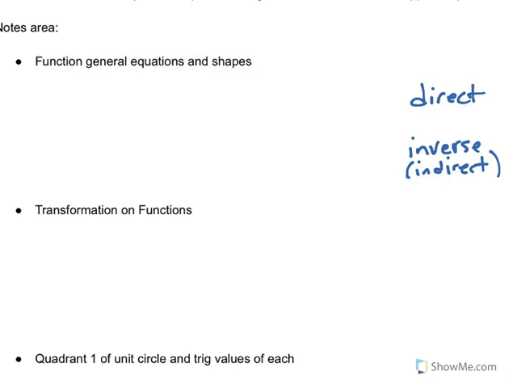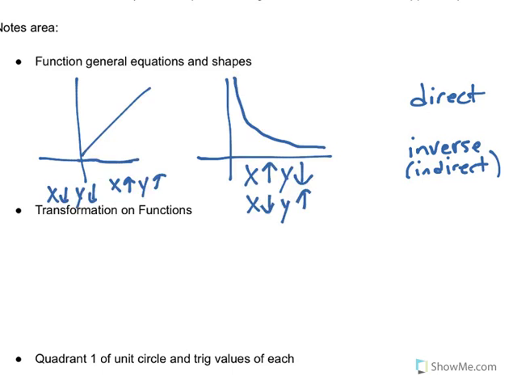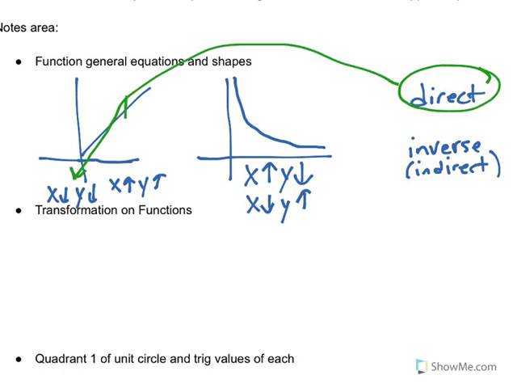Another type of function that will come up are direct and inverse, or sometimes called indirect. If you think of the meaning of the term, this kind of makes sense. Direct means it's going to do exactly what it says it's going to do. So as one goes down, the other goes down, or as one goes up, the other goes up. Inverse is going to be the opposite, or indirect. As x gets bigger, y gets smaller, or as x gets smaller, y gets bigger. Nothing to write down for that one.